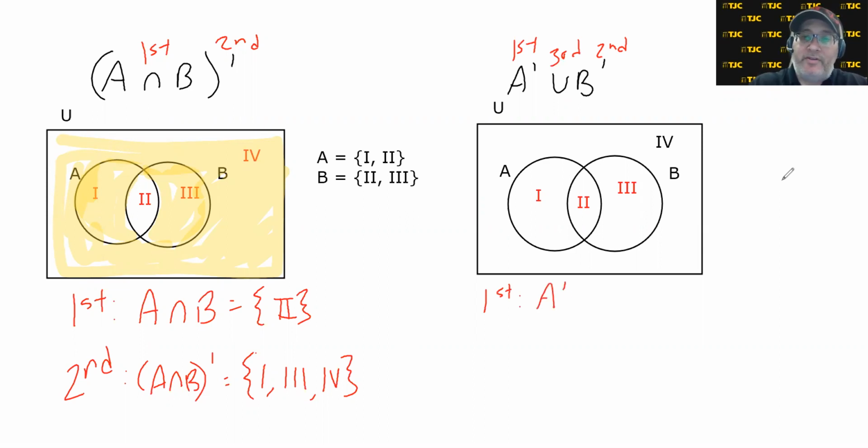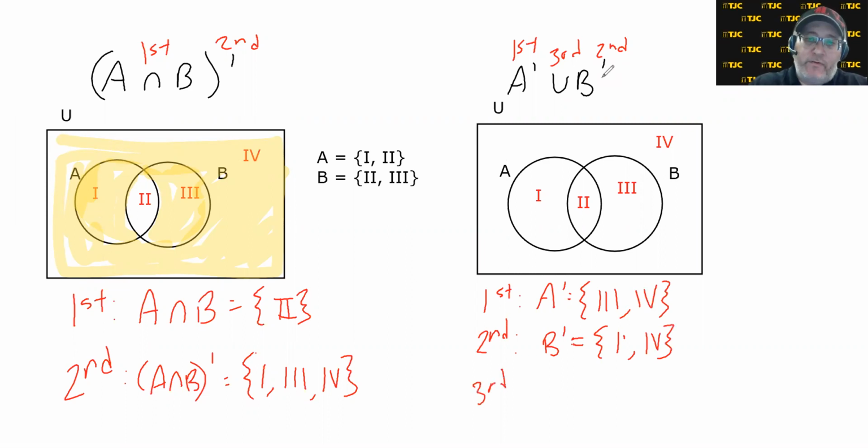A complement visually is all the numbers outside of circle A, and for some reason that region number is not red, but it is now. All right, so as I was saying, we're finding A complement, which are all the numbers outside of A, which is regions 3 and 4. Our second move over here is to find B complement, which are all the regions outside of circle B, which is regions 1 and 4.